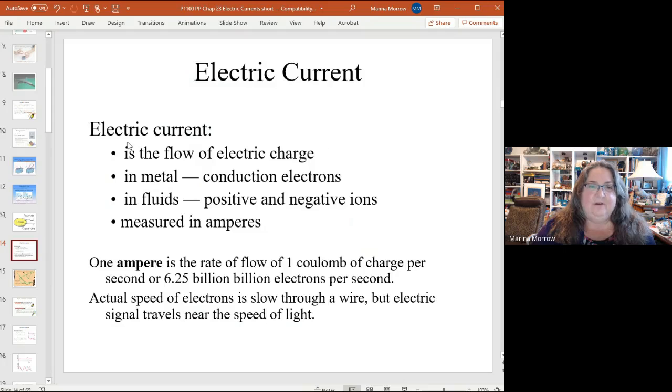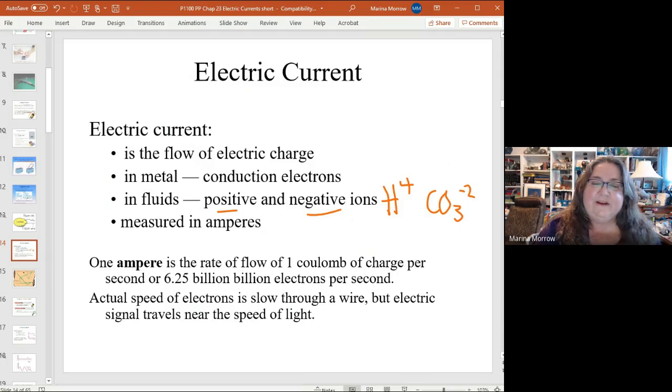Okay, so electric current is the flow of electric charge. In a metal, it's conduction electrons. In fluids, it could be positive and negative ions. So like an acid, HCO3 usually breaks up. You can have the H positive flowing as well as the CO3 negative charge. So you can have positive or negative ions flowing that can conduct electricity.